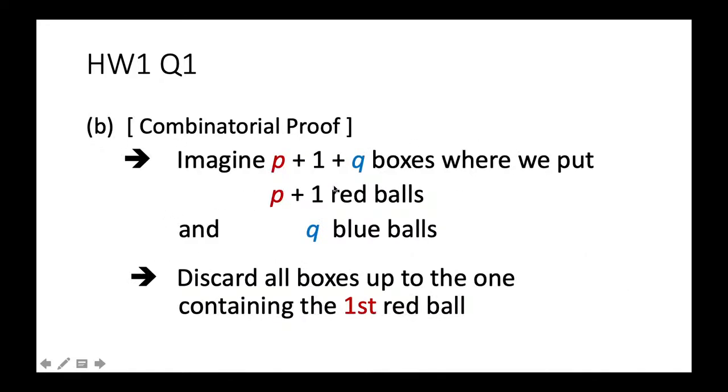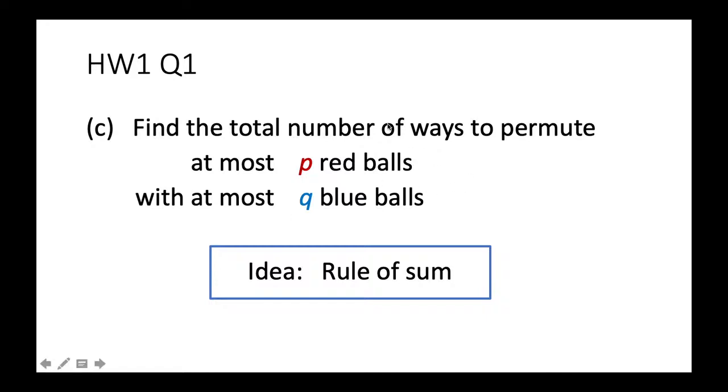So in that case, we can construct the number of ways by checking out the different cases: when the number of red balls is 0, the number of red balls is 1, the number of red balls is 2, and up to the case where the number of red balls is P. And then after doing so, we will get the result that we want. So this is the idea. Okay?